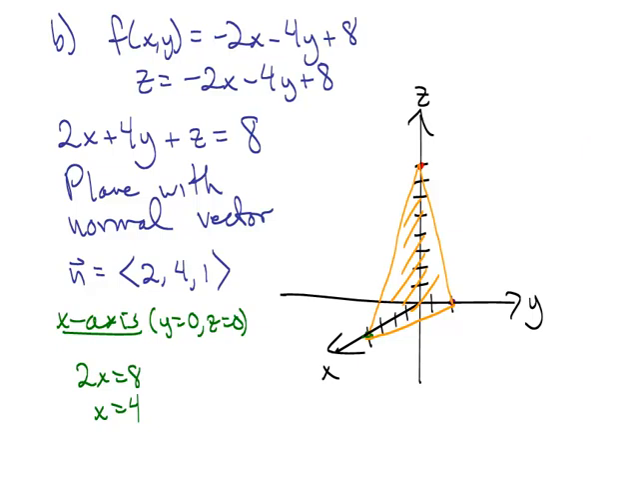All right. Maybe 1 or 2 more here. Let's go with example C. Let's suppose I want to sketch the graph of f of x, y equals y squared. That is to say, I want z is equal to y squared.